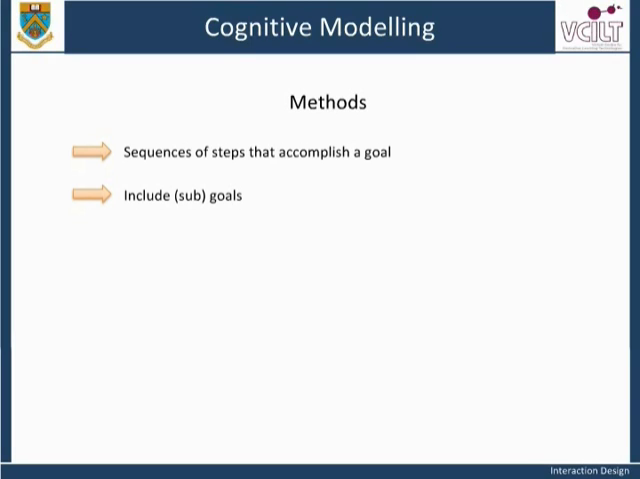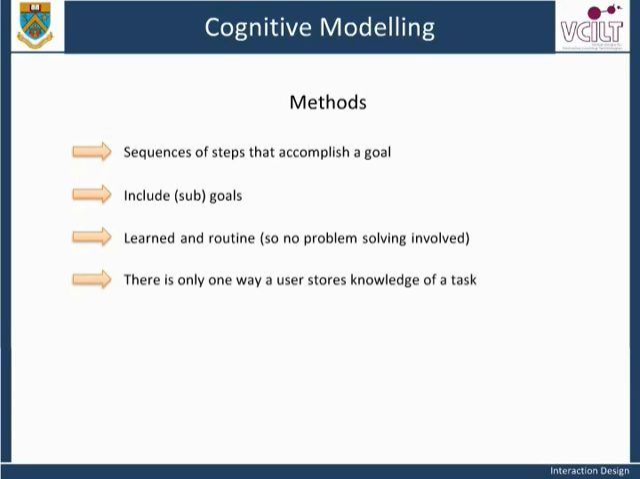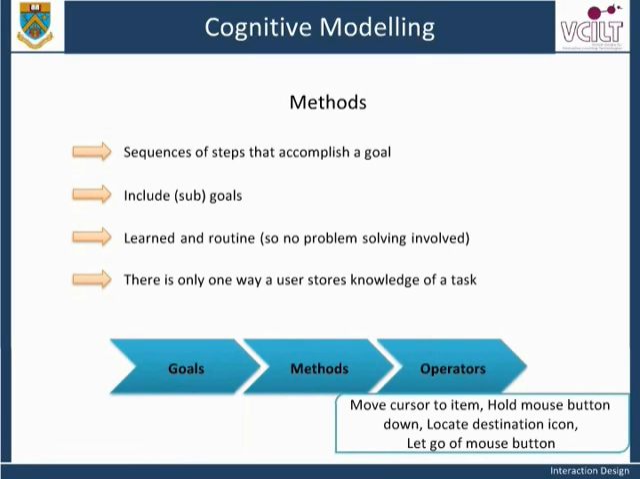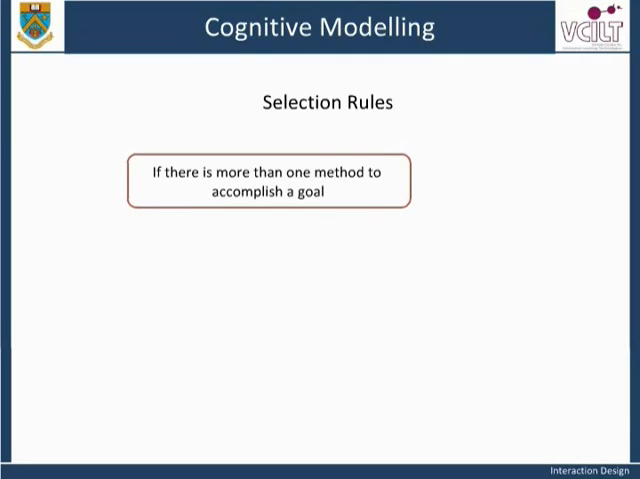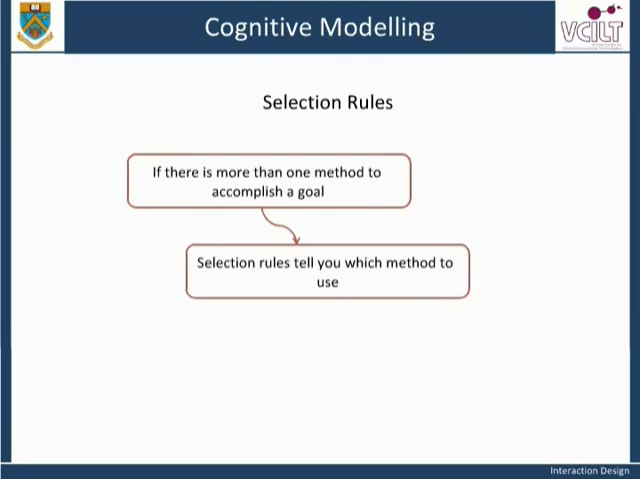A fundamental assumption in GOMS is that methods are learned and routine, so there is no problem solving involved, and that there is only one way a user stores knowledge of a task. For example, a user moving a file to a different folder could be described in GOMS as goal, move file to a different folder; method, move file; operators, move cursor to item, hold mouse button down, locate destination icon, let go of mouse button. If there is more than one method to accomplish a goal, the selection rules tell you which method to use. Again, as with methods, they assume error-free performance.